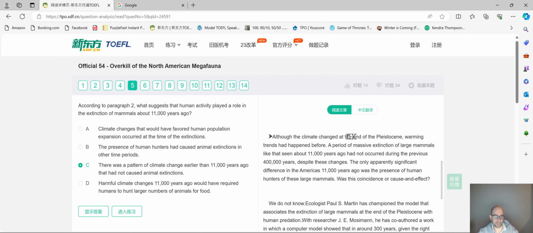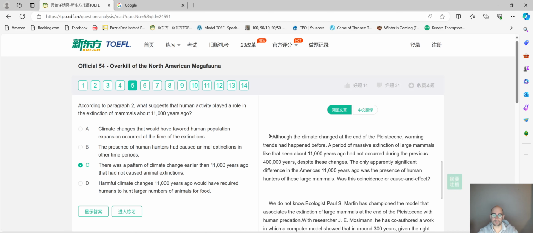Although the climate change at the end of the Pleistocene, warming trends had happened before, a period of massive extinction of large mammals like that seen about 11,000 years ago had not occurred during the previous 400,000 years, despite these changes. The only apparently significant difference in the Americas 11,000 years ago was the presence of human hunters of these large mammals. Was this coincidence or cause and effect?